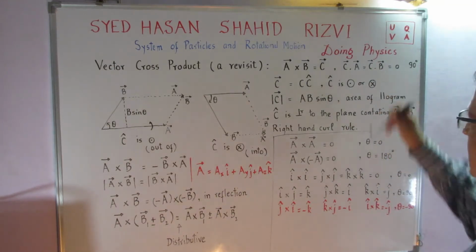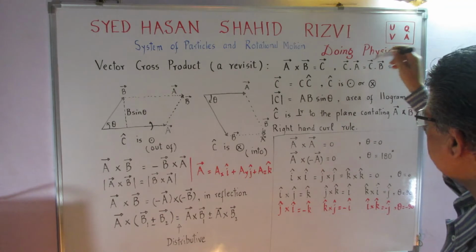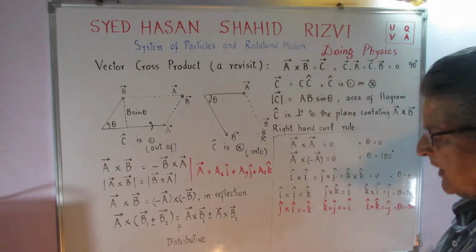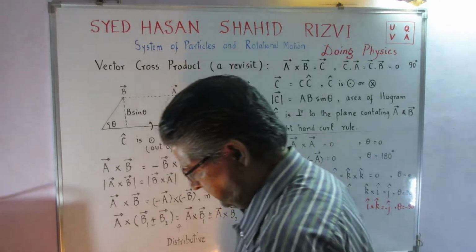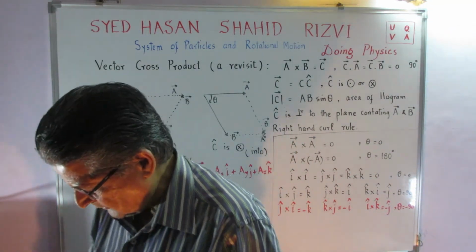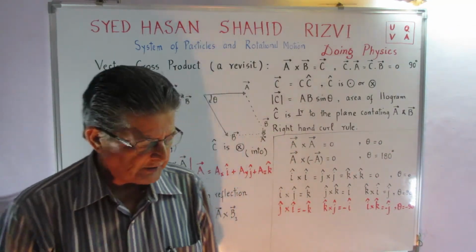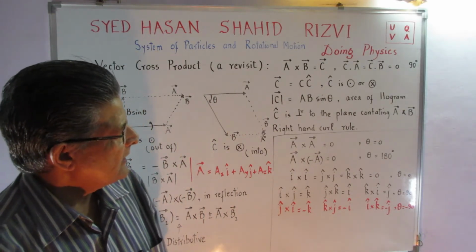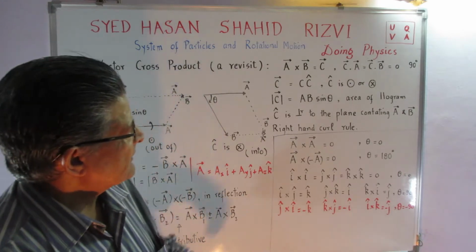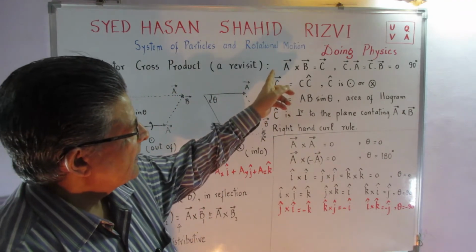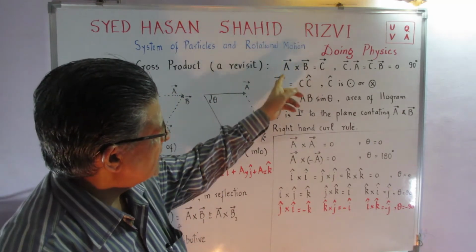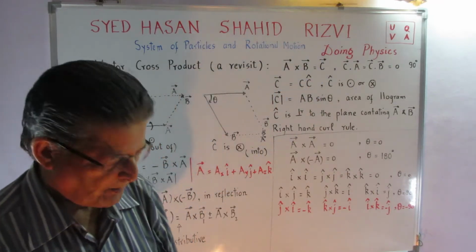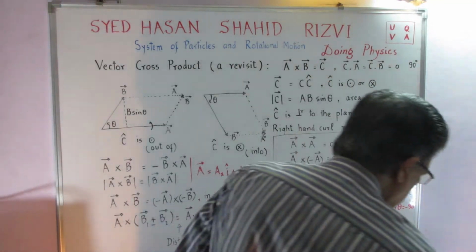So now this vector C is perpendicular to both these vectors A and B. If the vector C is perpendicular to both the vectors A and B, there is only one situation which is possible, okay, and that is the vector C should be normal or perpendicular to the plane which contains the vectors A and B, as I told you before.